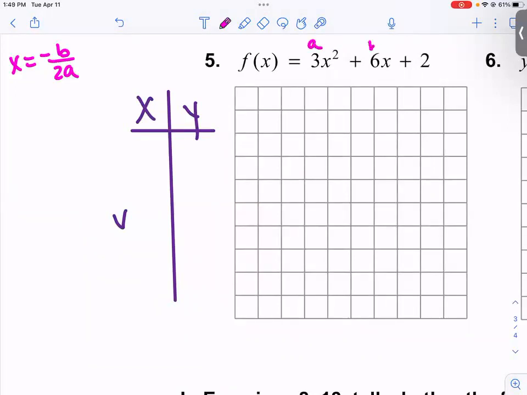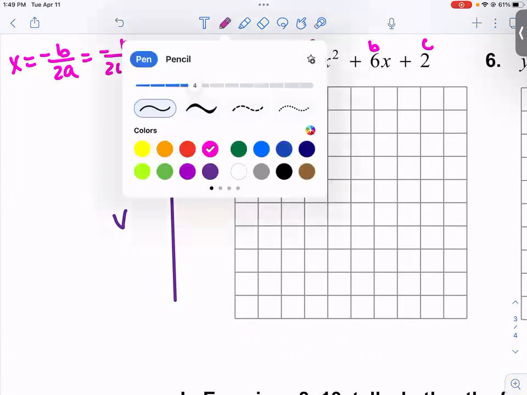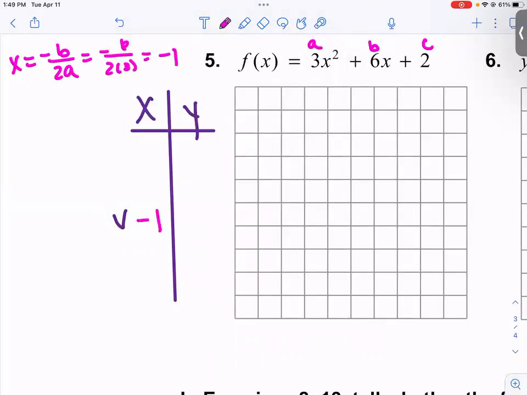So A, B, C. So -b over 2a, you're telling me is just -1. Okay. So we'll put -1 right here in the middle of our chart because that is where the vertex is. So let's pick numbers on each side of -1.